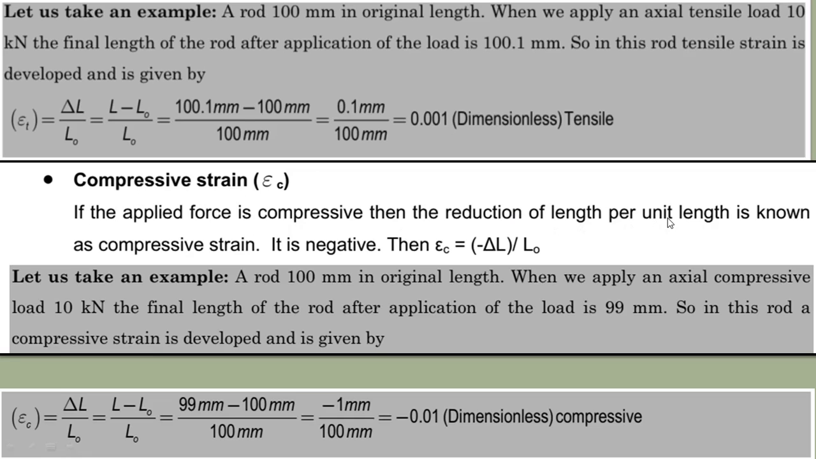Now compressive strain. If the applied force is compressive, then the reduction of length per unit length is known as the compressive strain. That is negative. See, compression creates the negative effect. It will reduce the length of that member, and tension will increase the length. So tensile strain will be positive, compressive strain will be negative.